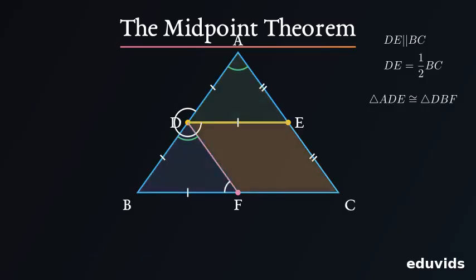Since E is the midpoint, AE equals EC, so DF equals EC, making DFCE a parallelogram. In a parallelogram opposite sides are equal, so DE equals FC. And since DE equals FC and FB equals DE, the whole segment BC is twice DE, so DE is half of BC. Because DFCE is a parallelogram, DE is parallel to BC, proving both parts of the theorem.